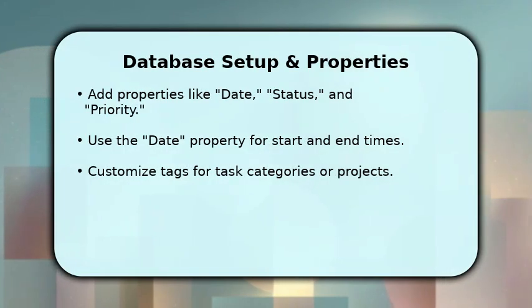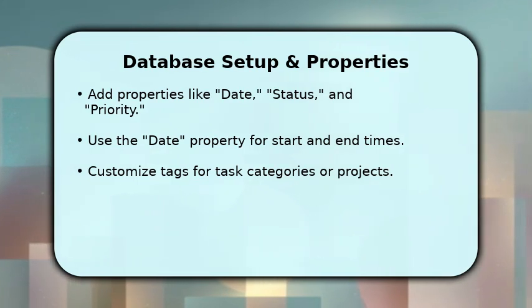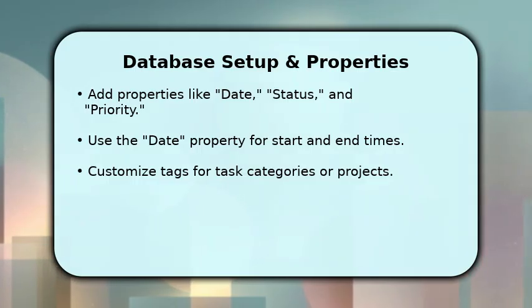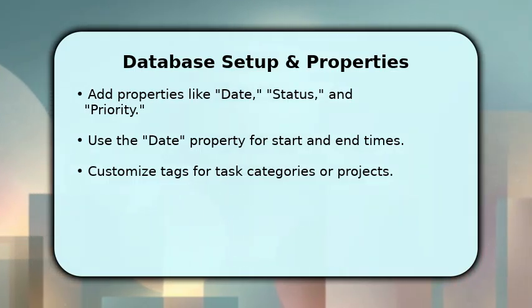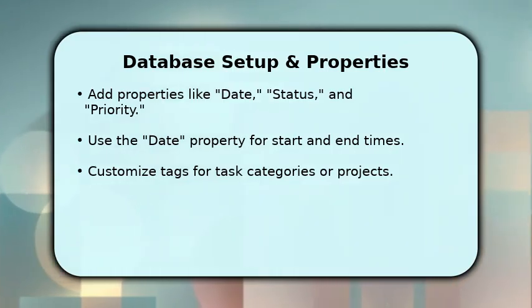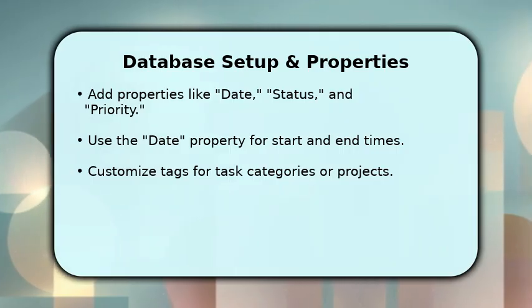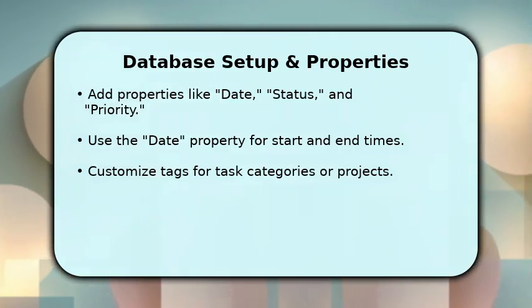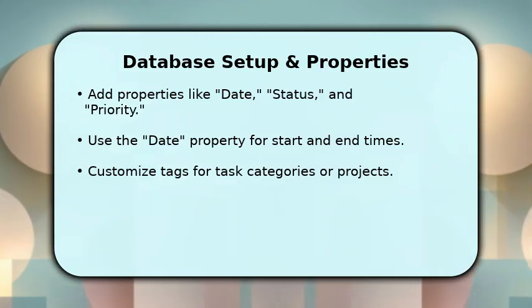Once your database is set up, it's time to add essential properties. Include a date property to track deadlines and events, and consider adding status and priority fields for better task management. You can also create custom tags to categorize your tasks, such as work, personal, or study. These properties help you filter and sort your schedule efficiently, giving you a clear overview of your commitments.